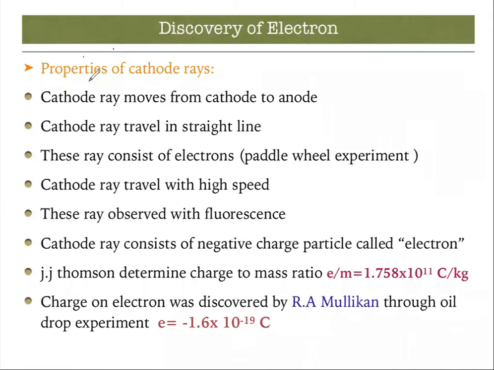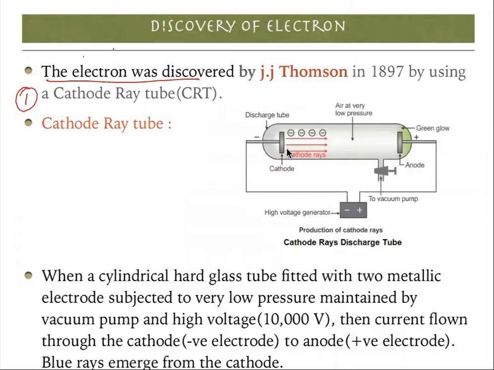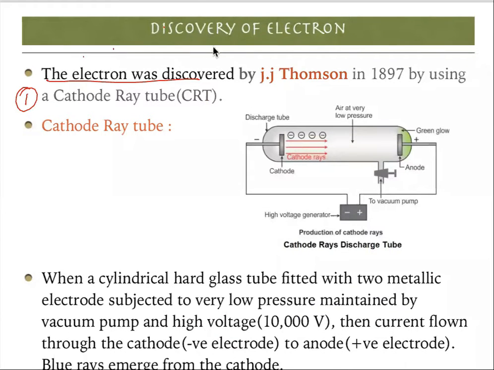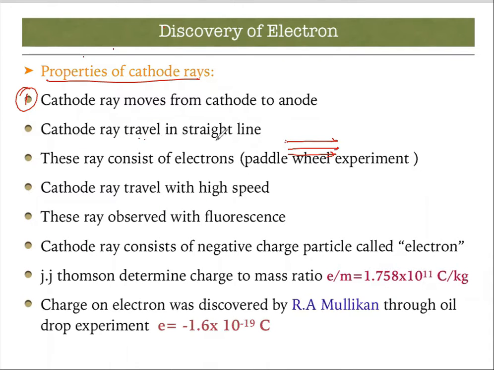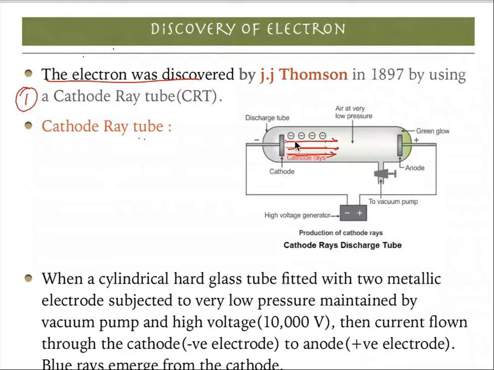Now look at the properties of the cathode rays. The first property says the cathode rays move from cathode to anode. You see the diagram. Cathode rays travel in a straight line. What is the meaning? These cathode rays emerge from the cathode terminal and go to the anode, and they travel in a straight line.